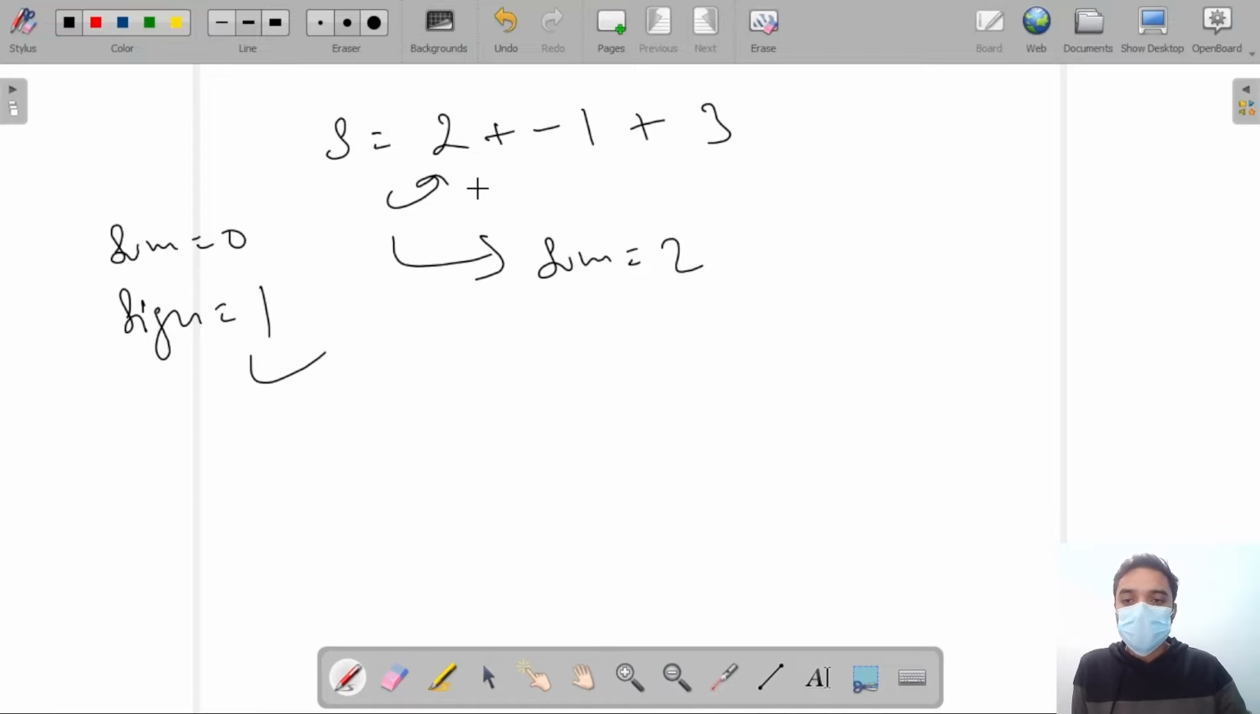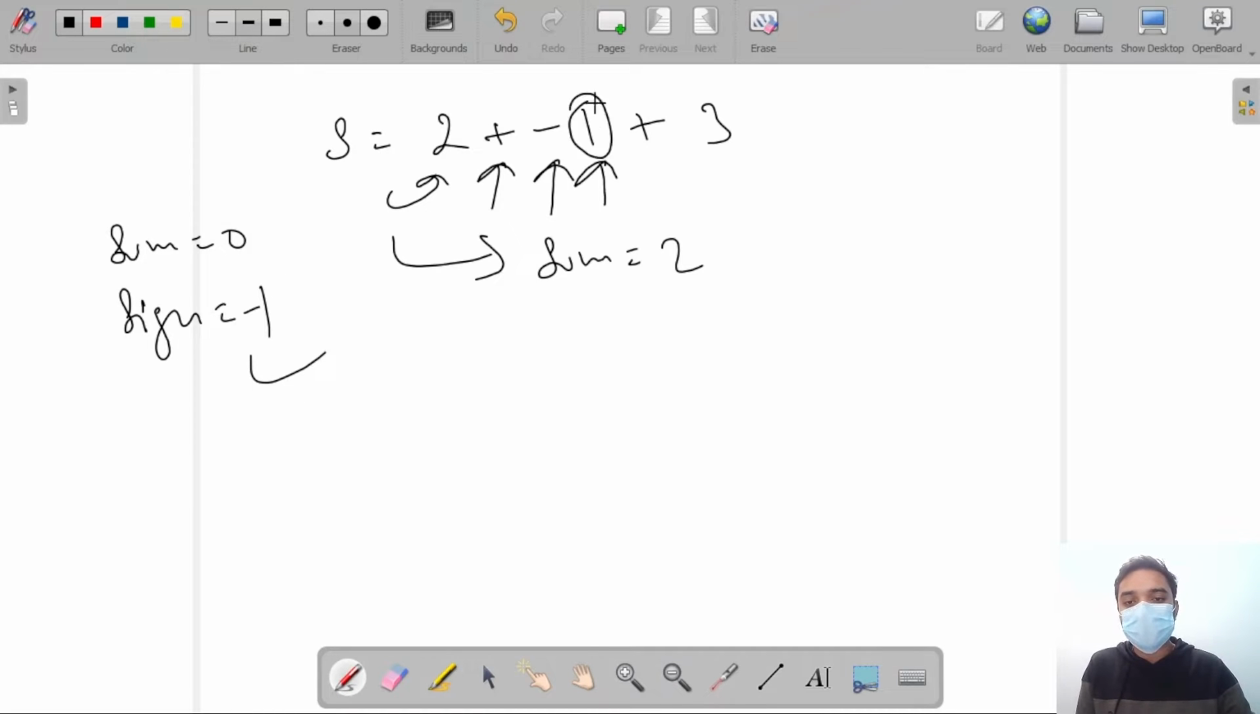After this I see a plus, so I'm not going to do anything. Then I see a minus, so I'm going to update my sign. If I see a minus sign, I just multiply my sign by minus 1. Now my sign equals minus 1.